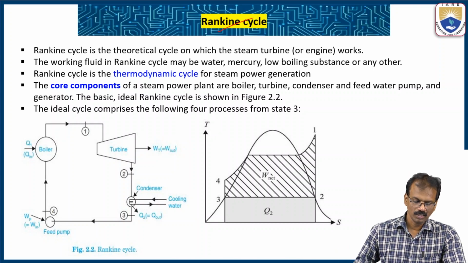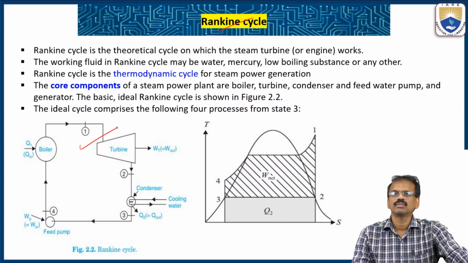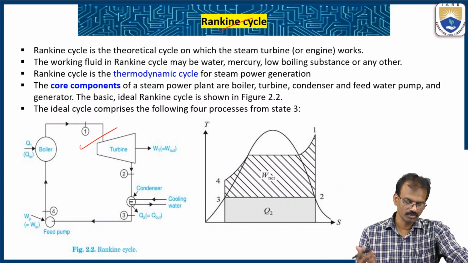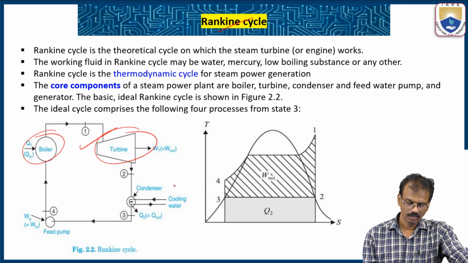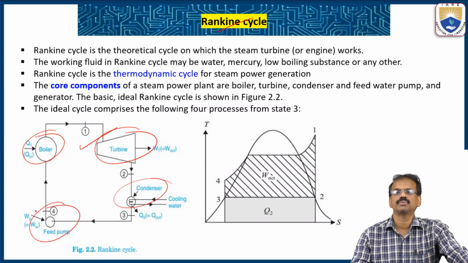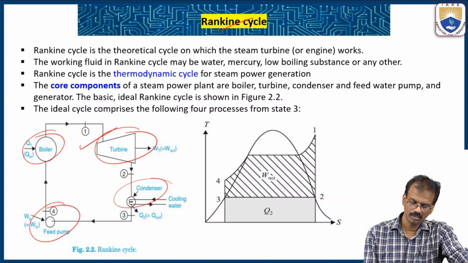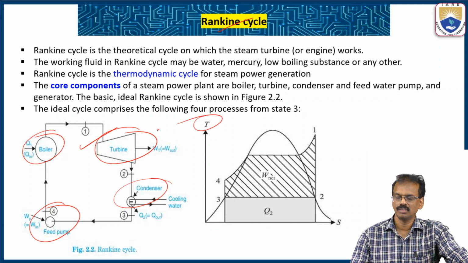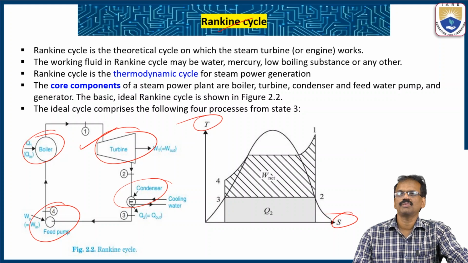So we know that this is the Rankine cycle. This is the basic diagram of the thermal power station or thermal power plant. Mainly it has four components. The first one is the turbine, then the boiler, the condenser, and the pump. These are the main parts of the thermal power station. We already discussed the graph between temperature and entropy in the previous class.